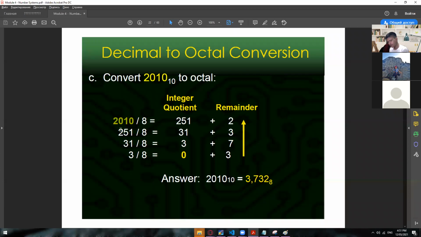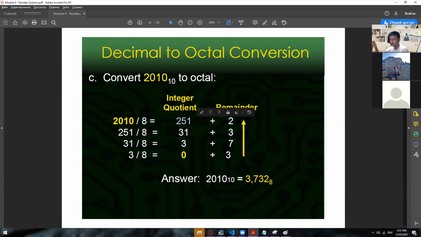So 2010 divided by 8. Here, I've got an exact result of 251.25. So we just put here the integer quotient, which is 251. And then here, we have 0.25. So just get 0.25 and multiply it by our divisor, which is 8. So 0.25 times 8 is 2. So that is our remainder. That's how we've got these two right here. So get the decimal point and multiply it by the divisor, and you will get 2. So just keep on doing that.